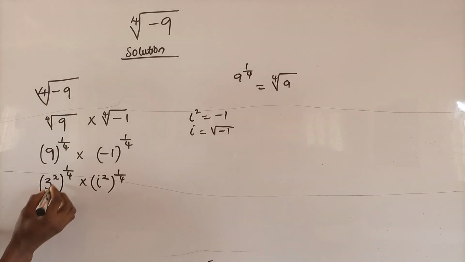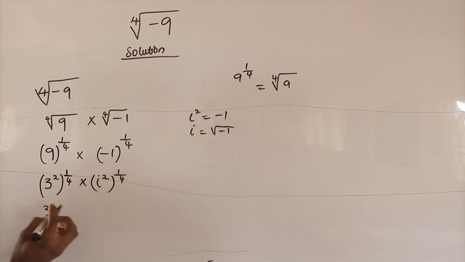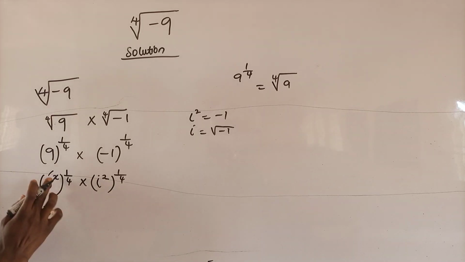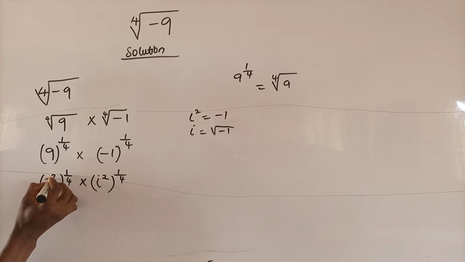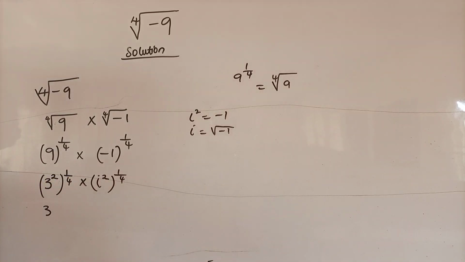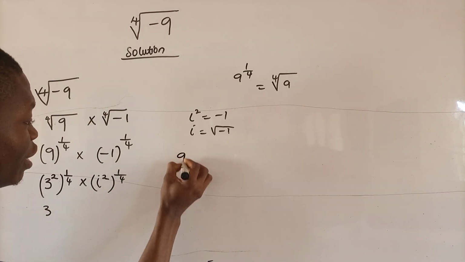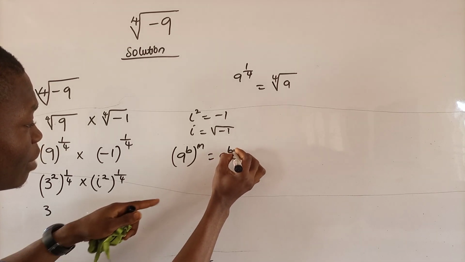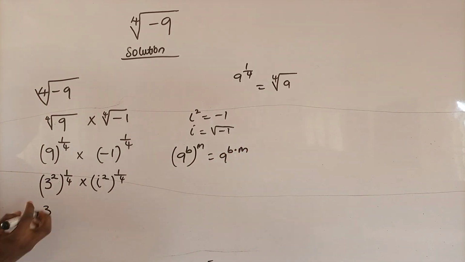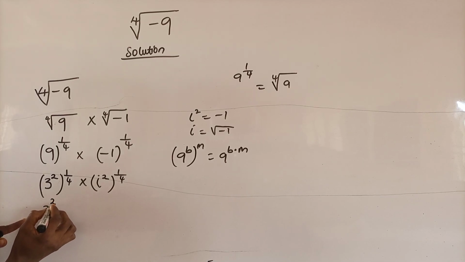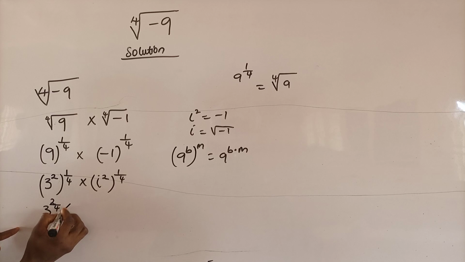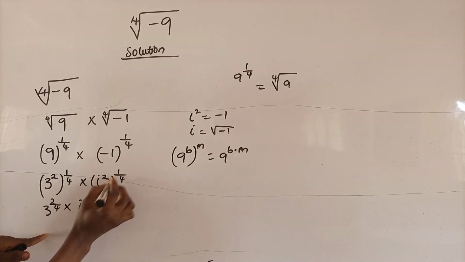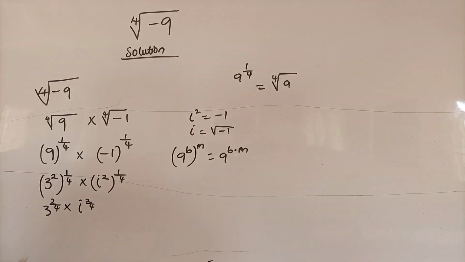Let's write it like this: 3 squared, to the power 1/4. We are going to use the power rule in indices where you have a raised to the power b, in parentheses, raised to m, is equal to a raised to the power b times m. So we are going to apply it here. So it's going to be 3 raised to the power of 2/4, times i^(2/4). 2 times 1 is 2 over 4. Are you following?